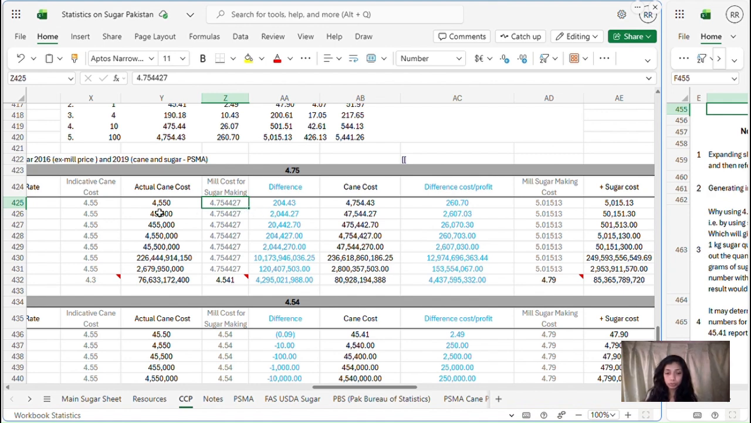And so what does it mean? The cane is purchased at 4.55, but when we calculate in reverse like this, the actual amount comes to around 4.7. So what does this difference indicate?